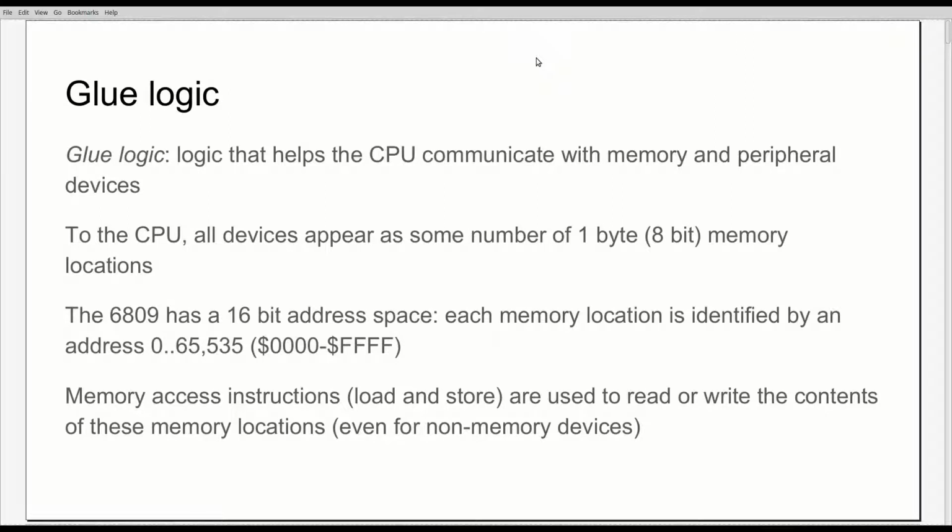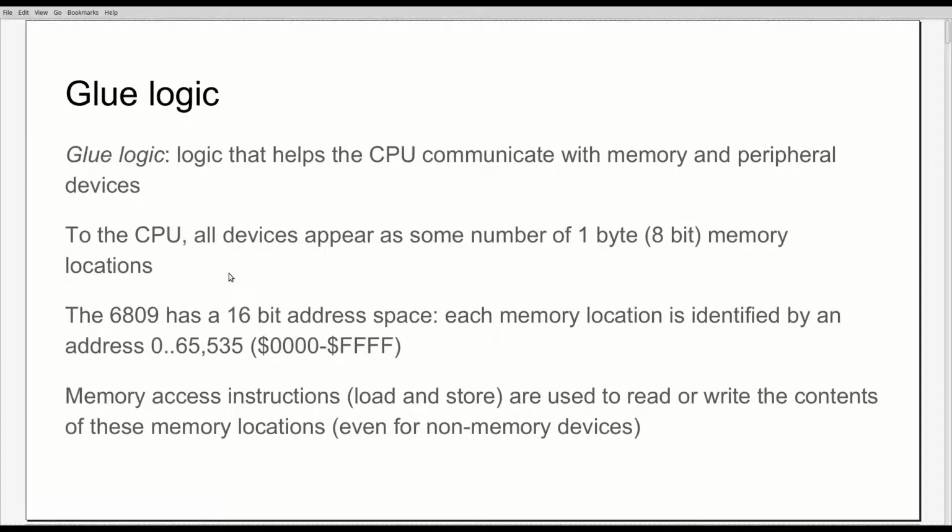All right, so let's start by talking about what glue logic is. Glue logic is simply the logic in the system that helps the CPU communicate with external devices such as memory and peripheral devices. One important thing to understand about these old 8-bit computers is that the CPU by itself really can't do a whole lot. It needs support chips, peripheral chips, in order to be a complete computer system. And the glue logic is what interfaces the CPU with those chips.